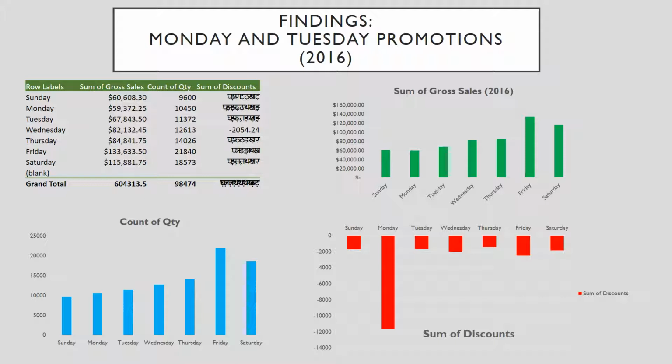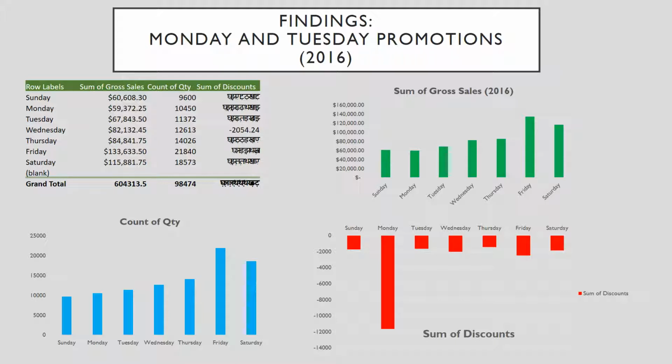So for 2016, I chose to do a pivot table just to compare day by day: the sum of gross sales by day, the count of quantity of items sold by day, and the sum of the total discounts per day. Obviously, the gross sales just show what's being sold that day. The reason I chose the count of quantity was that, for instance, on Mondays or Tuesdays, it might not show in the total sales if it's farther up, just because of the discounts. But if the sales are up by 1,000 total quantity throughout the year on a Tuesday.